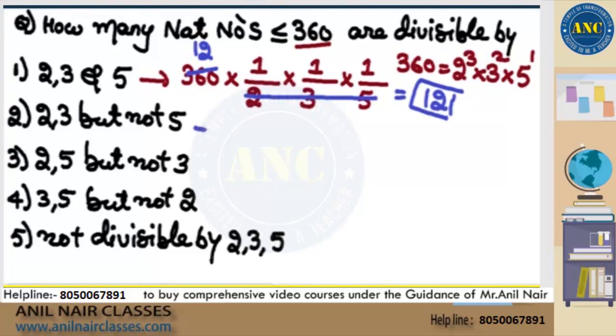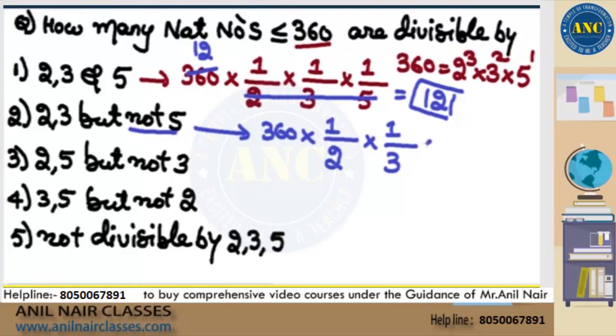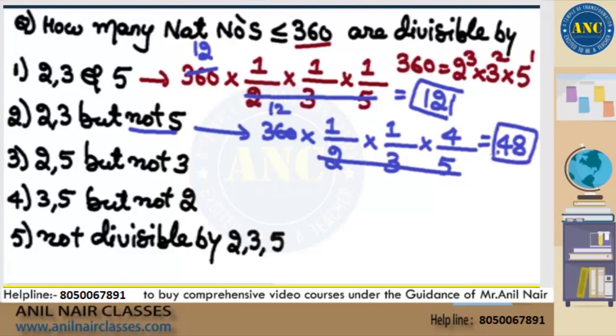Second one, divisible by 2, 3 but not 5. Out of 360 numbers, for every 2 numbers, one number is divisible by 2. Out of every 3 numbers, one number is divisible by 3, but not 5. Out of every 5 numbers, one number is divisible by 5. How many are not divisible by 5? 4. 6 5s are 30, 30 12s are 360, 4 12s are 48. Next one, answer is 48.